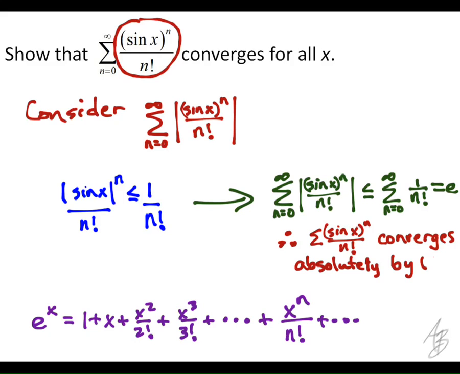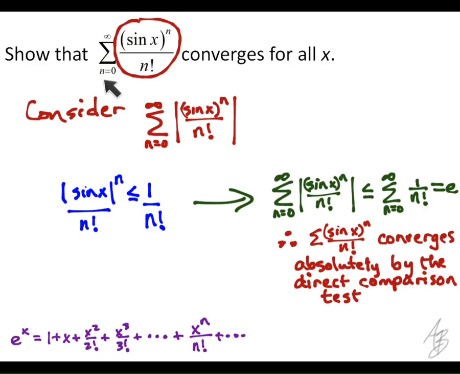by the, what did we use to show that it converges absolutely? What test is this right here? The direct comparison test, because we directly compared it to the convergent series for e. So the problem here didn't ask us to show that it converges absolutely, it asked us to show that it converges. So we're just going to say, therefore, this series converges. I'm not even going to write the sigma.